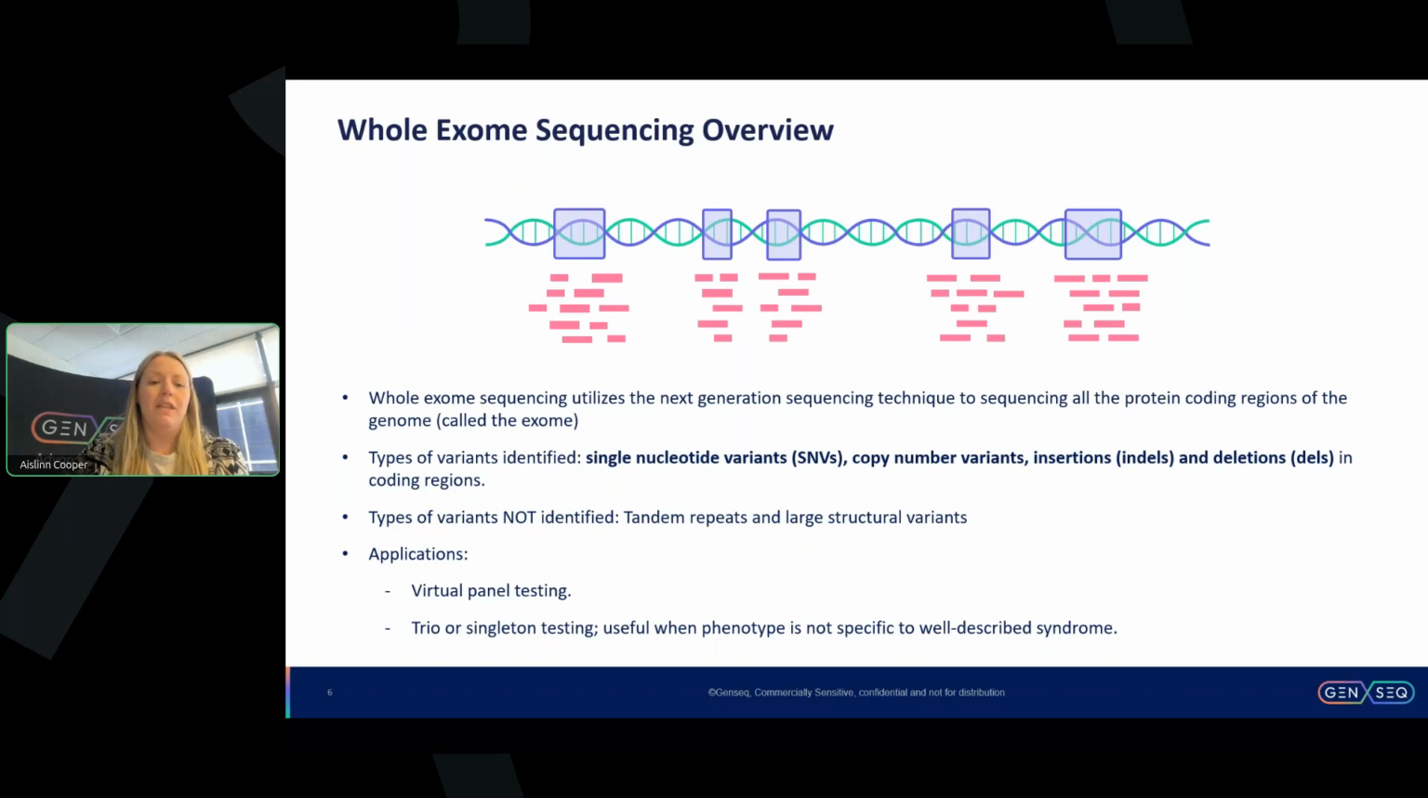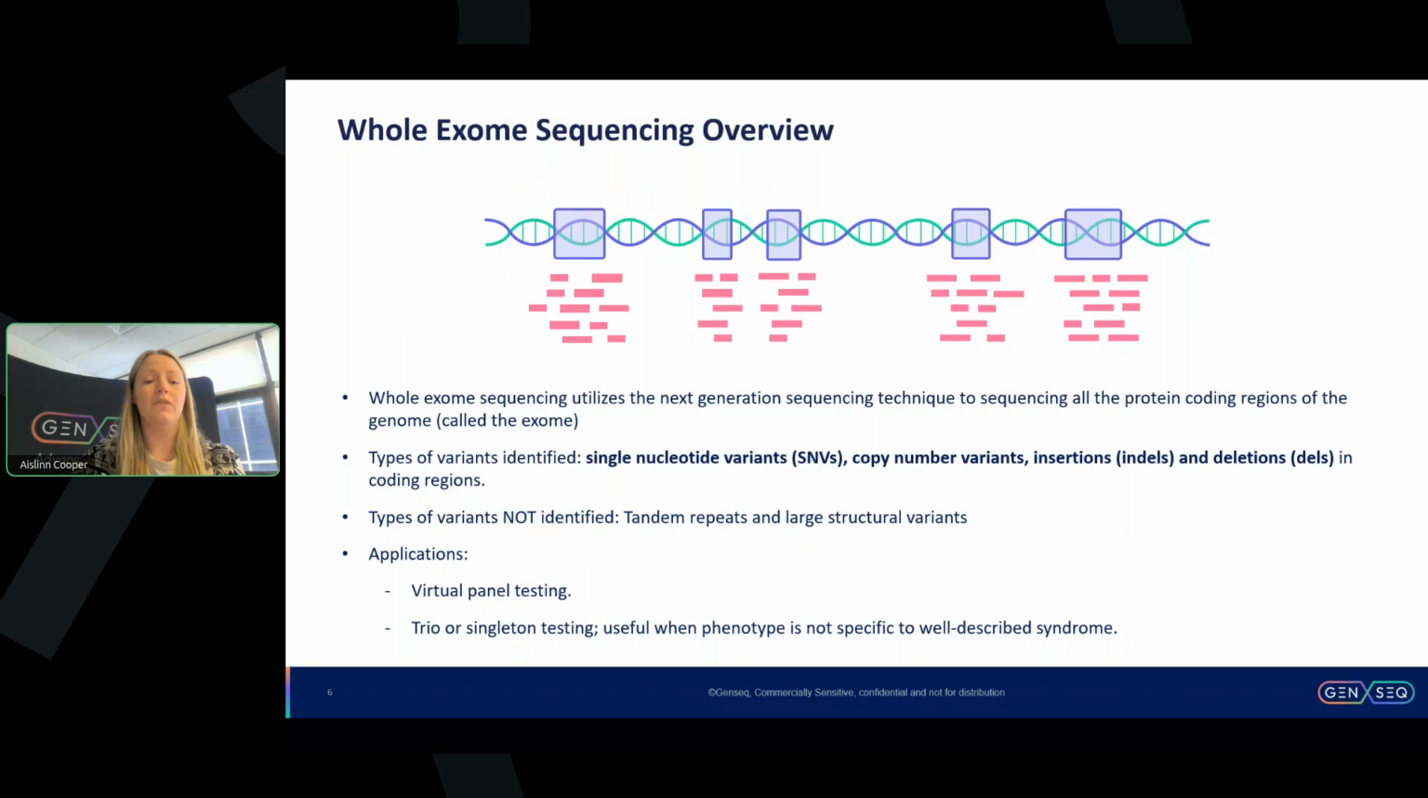So the types of variants that we can identify using this whole exome sequencing are single nucleotide variants, copy number variants, insertions and deletions, and all in those protein coding regions, obviously. And then we can't identify tandem repeats and large structural variants using this technology. So the application of whole exome sequencing, which we use here, is virtual panel testing, and I'll go into that in a bit more depth next.